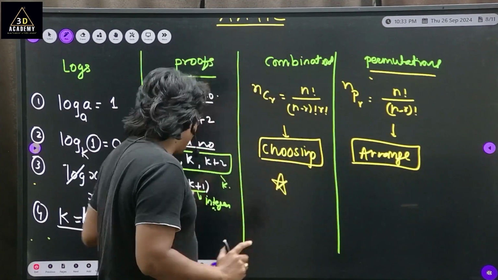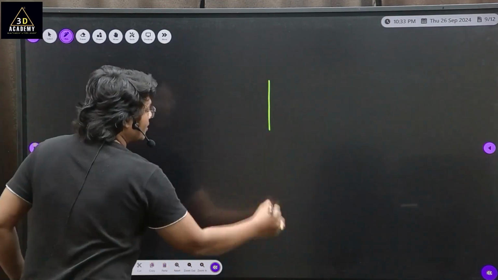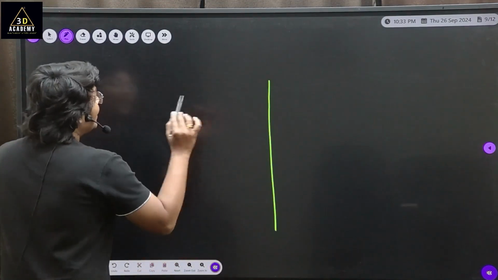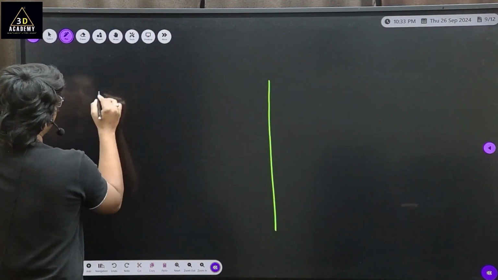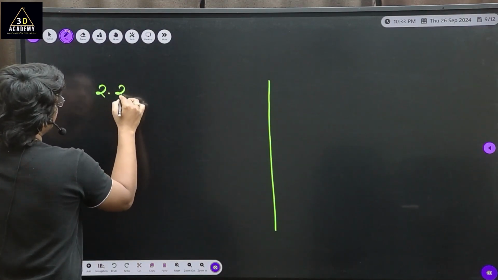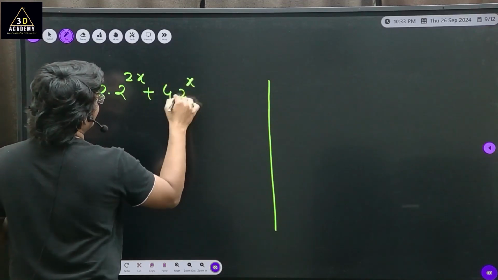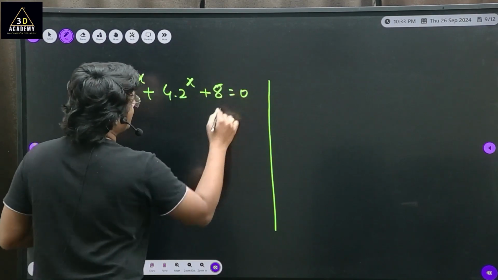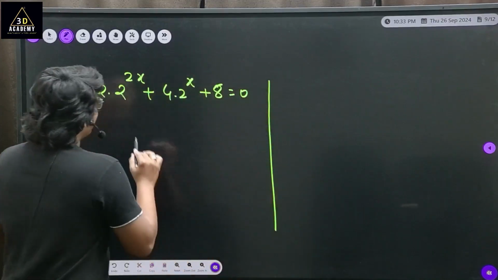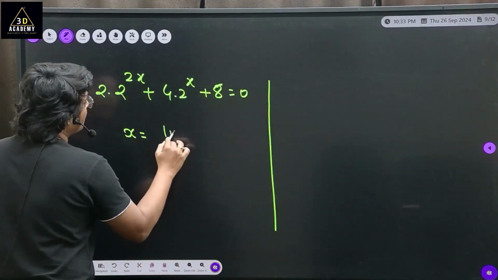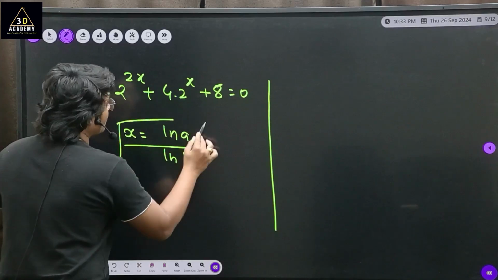Now, I just want to discuss two types of questions that might be asked in logarithms. That is, let's say they will give you an equation, let's say in this form, 2 raised to power 2x plus 4 times 2 raised to power x plus 8 equals to 0, right? This is the form in which they might give you the equation and ask you to write x in the form of, let's say, ln a upon ln b. This kind of question might be asked.